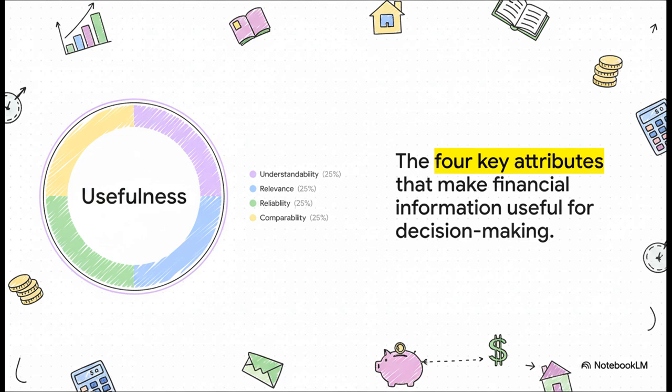First, the info has to be understandable, even for someone who isn't a CPA. It has to be relevant to the decisions you're trying to make. It absolutely has to be reliable, meaning you can trust it. And finally, it has to be comparable, so you can measure it against last year's numbers or against a competitor.